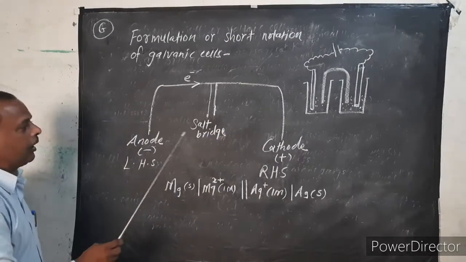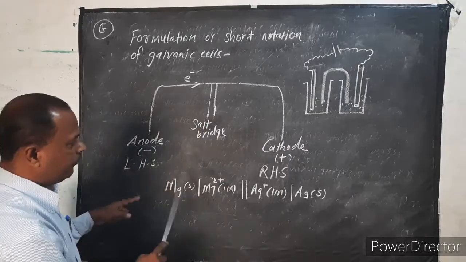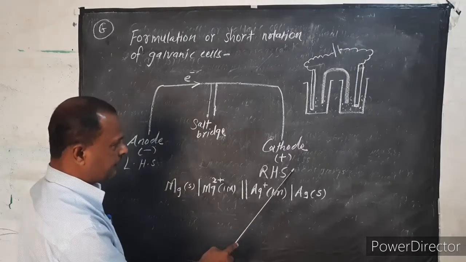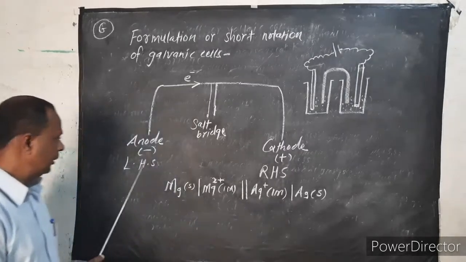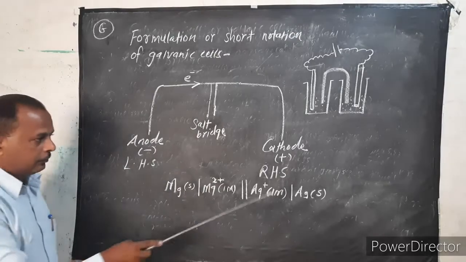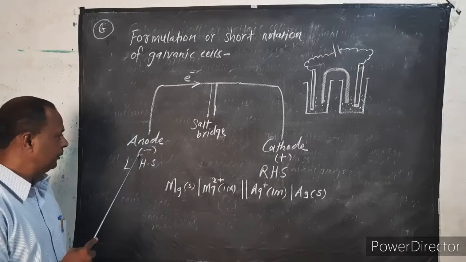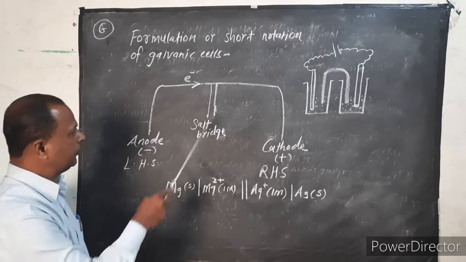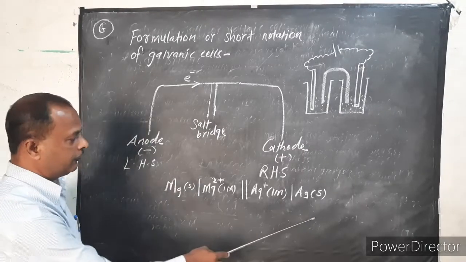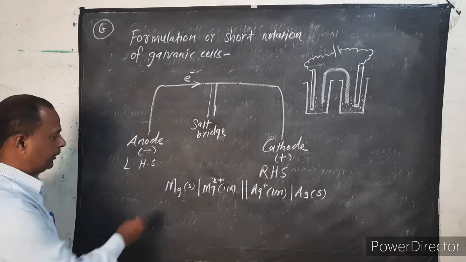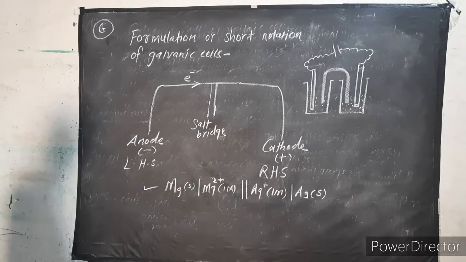Always write in this format: the right side is always the cathode, and the left side is always the anode. Cathode is denoted positive, anode is denoted negative. In between is the salt bridge. Now just pick up this example. For example, this is the way.